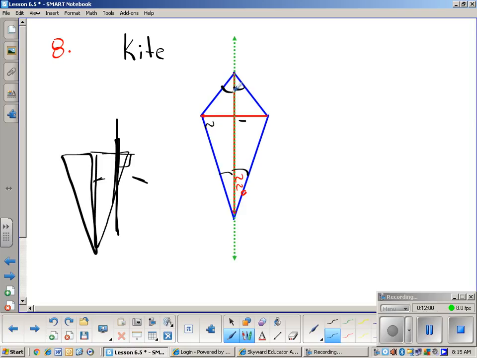It means everything on this side is exactly the same as everything on the other side. Okay? That's what a symmetry line would do to it. You cut it right down the middle so that one half is exactly the same as the other half. Alright? So, if you look at it that way, this is 90 degrees, so this is 90 degrees, this is 22, so this is 22.